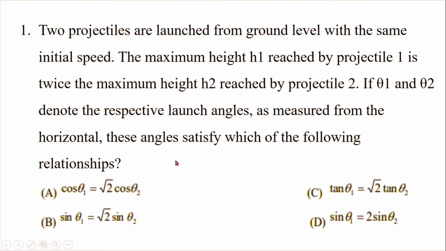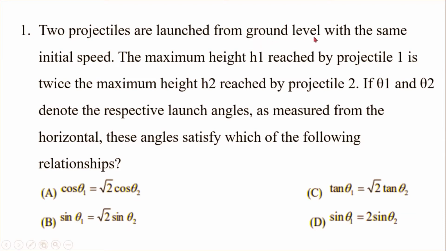To understand the problem well, let's read the problem slowly. It says, two projectiles are launched from ground level with the same initial speed. In this statement, we are given that the number of projectiles involved in the motion is 2. The second given in this statement is that the position of departure of both projectiles is the ground level, not from another height.